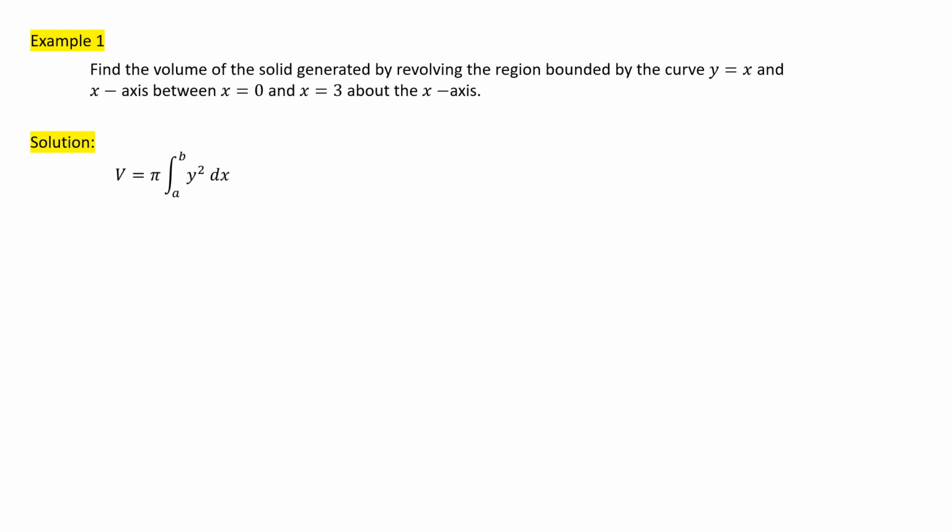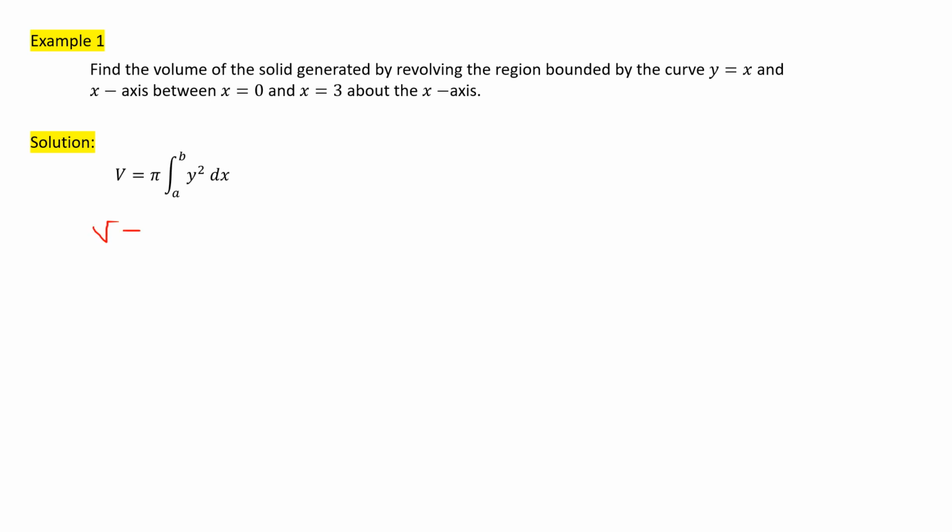Let us move to the first example. Find the volume of the solid generated by revolving the region bounded by the curve y equal to x and x-axis between x equal to 0 and x equal to 3 about the x-axis. Since the problem belongs to y equal to f of x model, we have to use formula number 1. So what is formula number 1? Volume V is equal to pi integral a to b. We know that a is the lower limit, b is the upper limit, y power 2 into dx.